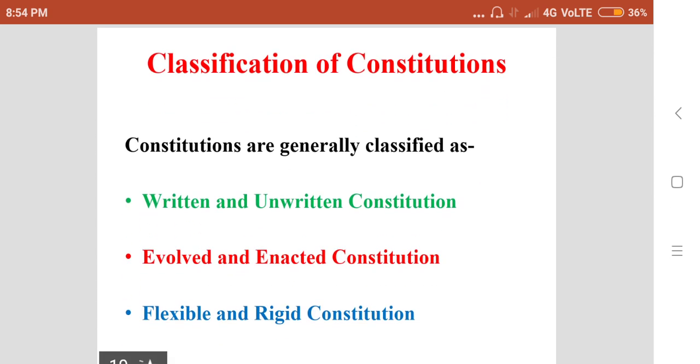And constitutions are classified into three different categories, which is called the classification of constitutions. The first classification is written and unwritten constitution. Second classification, evolved and enacted constitution. Third, flexible and rigid constitution. So let us move to know about this classification, what a written constitution means and what an enacted constitution means, like that.